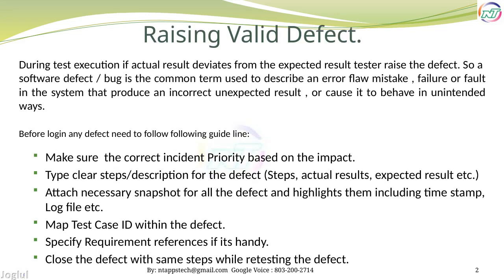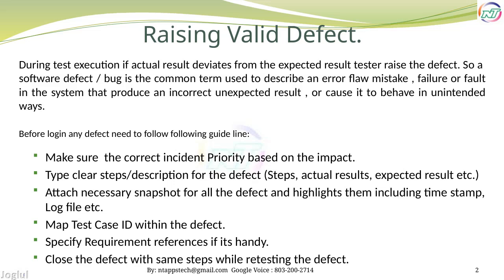When a test is running and the actual outcome doesn't match what we expected, that's when a tester raises a defect. A defect, which is also called a bug, refers to any error, flaw, mistake, failure, or fault in the system that causes it to produce incorrect or unexpected results, or to behave in ways it shouldn't.